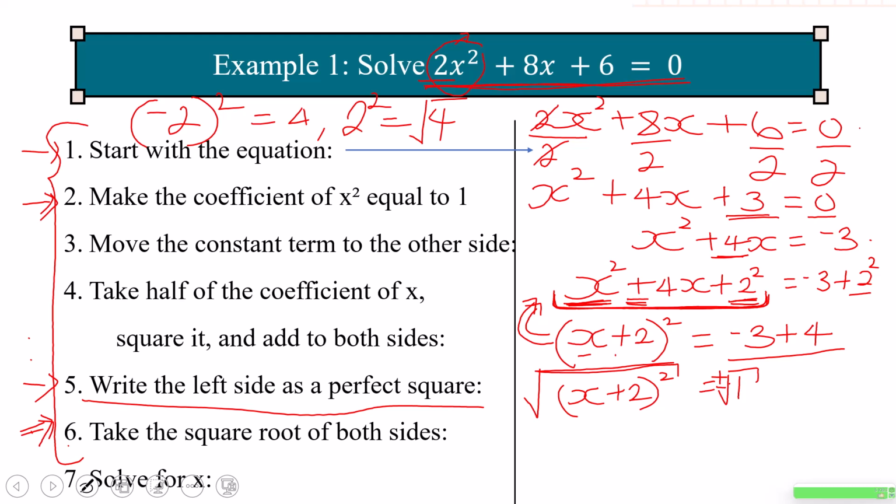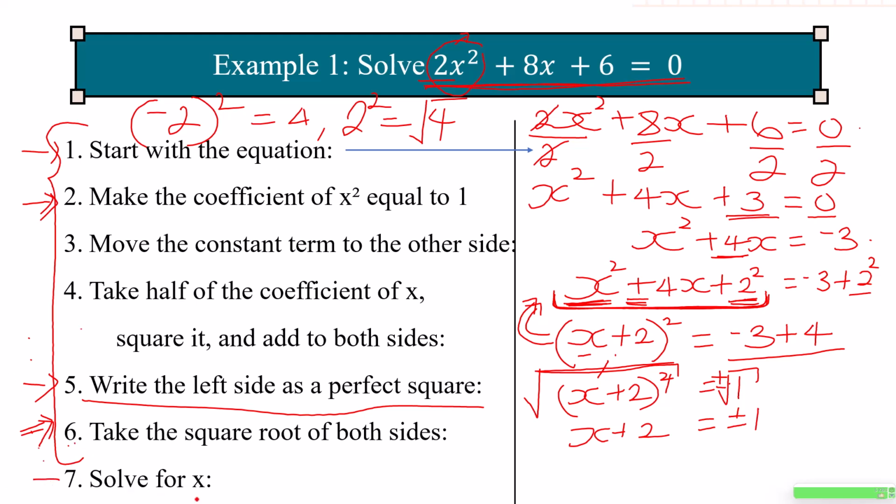Now, the square root on the left-hand side dies with the square, and we remain with x plus 2. Then the square root of 1 is 1, so we write plus or minus 1. When you reach here, you're almost done, so you can take 2 to the right-hand side, and that is the last step, which says solve for x.